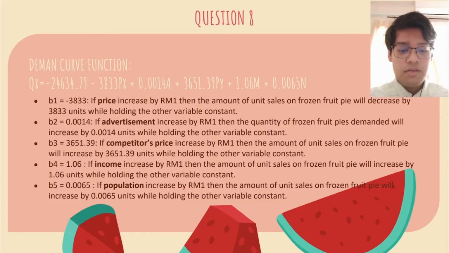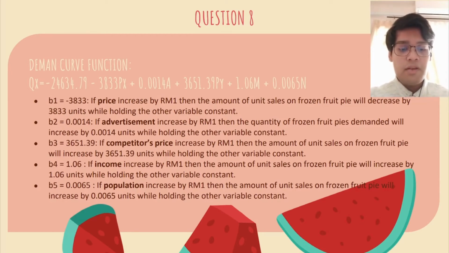Alright, for B3, which equals 3651.39, if competitors' price increased by RM1, then the amount of unit sales on frozen fruit pie will increase by 3651.39 units while holding the other variables constant. For the case of competitors' price, it has the largest coefficient value, which indicates that it has the most impact on the quantity demanded curve.